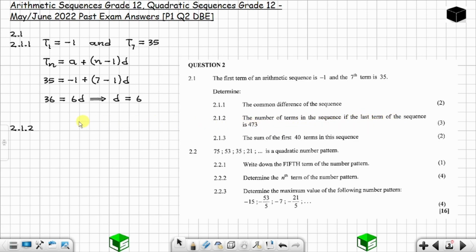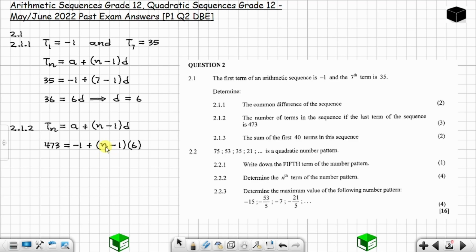So you are going to use the formula to find any term of an arithmetic sequence, and you are going to use it to find the position of this last term. Let's substitute Tn with 473, and this is equal to the first term, which is -1, plus, in brackets, n minus 1 times d. Your d is 6. You have solved for d. And so now you can solve for n.